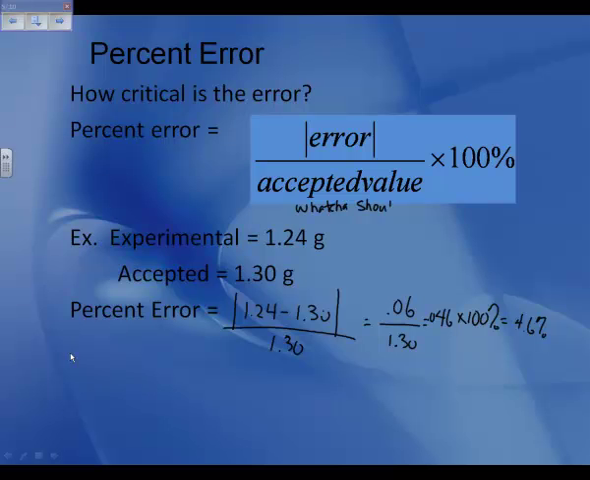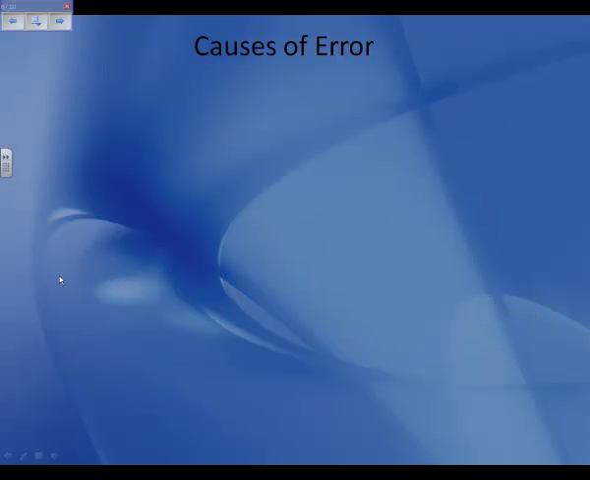Yeah. All right. So how come we get errors? By the way, I want to point out that an error is not the same thing as a blunder. If you're in the lab and you spill something, or you forget to calibrate your instrument, or you screw up, then that's a mistake, not an error. If you do that kind of error, go back and fix it. Redo it. Yes, redo the lab.